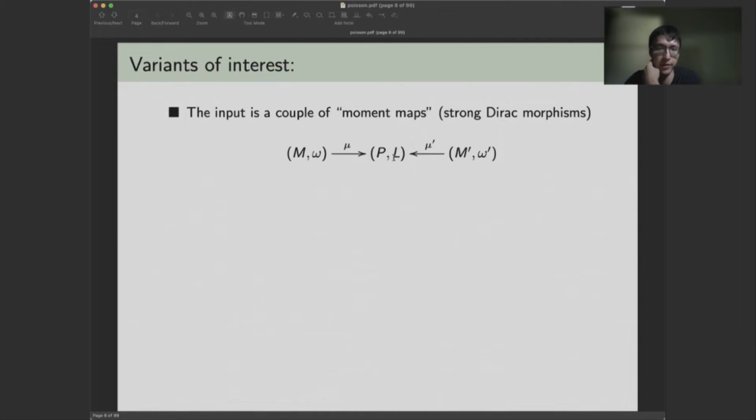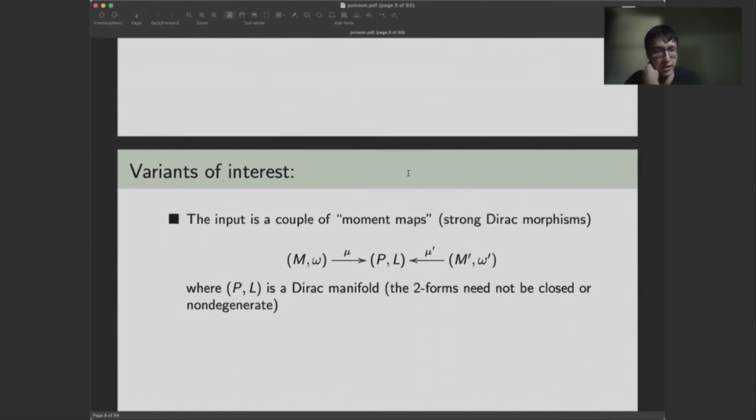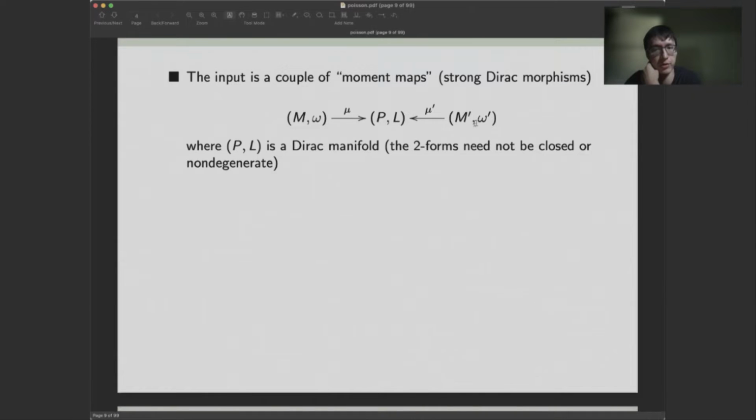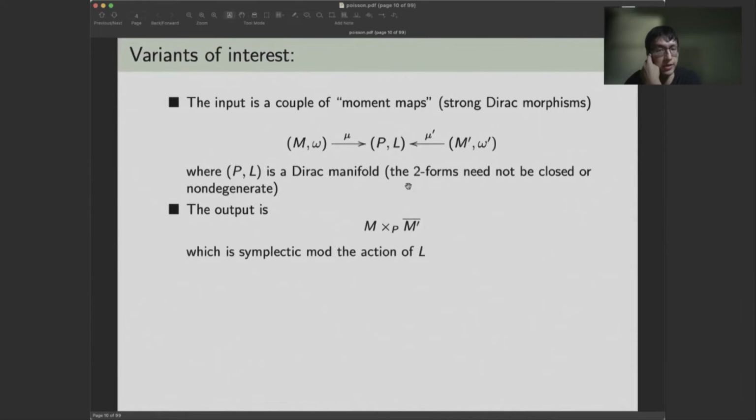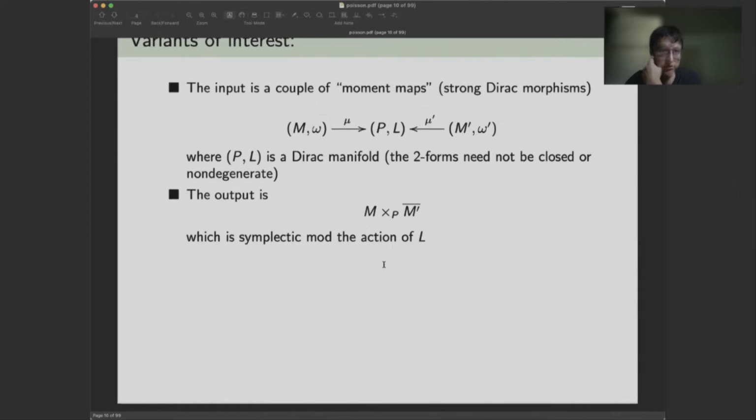So we can generalize this situation to the following. We have a Dirac manifold, which is the target of our moment maps. And our moment maps are now what is called strong Dirac morphisms. In this context, these two forms need not be closed or non-degenerate. But still, the result of this construction is symplectic somehow. So the output again is the fibered product of these two moment maps, and this is symplectic modulo the action of L. It turns out that in this situation, L acts on both M and M prime, so there is a diagonal action of L on this fibered product.